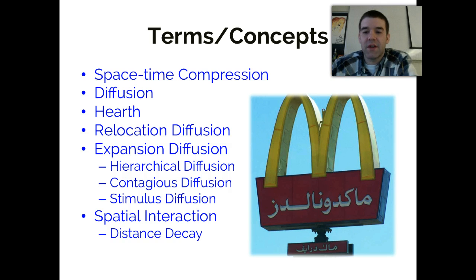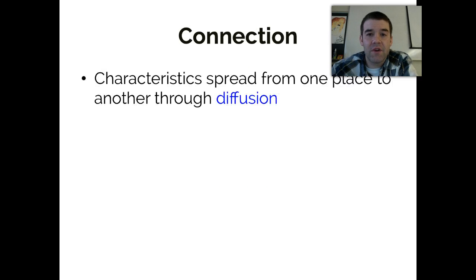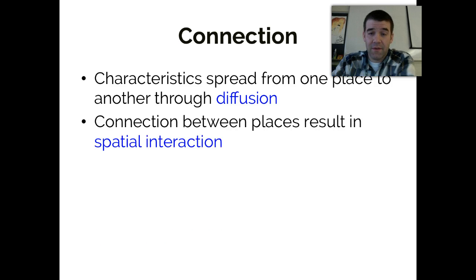So as we look at these, McDonald's is a great example of the idea of diffusion, and we could talk about it in different contexts. But the idea of diffusion, or the connection, is really how characteristics or ideas, information, knowledge spreads from one place to another. And through that, the concept of diffusion is how it actually spreads. And so when something spreads, it establishes a connection of some sort, which we would examine as being called spatial interaction.